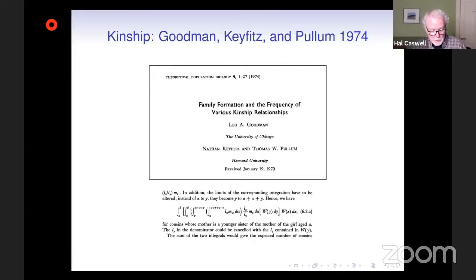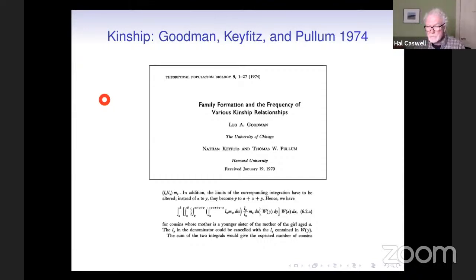The modern approach to the demography of kinship started in 1974 with this paper by Leo Goodman, Nathan Keyfitz, and Thomas Pullum. Their insight was to formulate this in terms of the properties of the kin of a particular individual, and then calculate the number of her kin of different types at a given age by integrating over all the possible ways you could get kin of one type to go to kin of another type. The result, there's a little clip from the paper down here, was this complicated system of integral equations. It's a fine system of integral equations, a little bit of a tour de force, but it's really confusing to me.